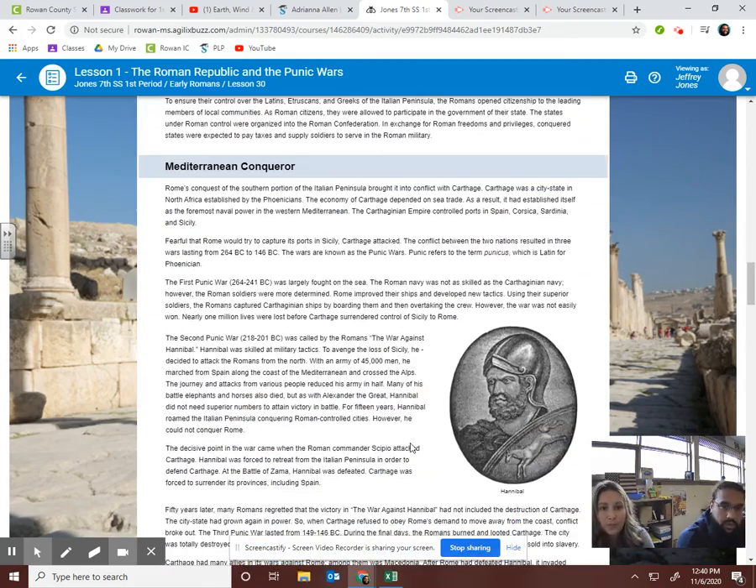Mediterranean conqueror. Rome's conquest of the southern portion of the Italian peninsula brought it into conflict with Carthage. Carthage was a city-state in North Africa established by the Phoenicians. The economy of Carthage depended upon sea trade. As a result, it established itself as the foremost naval power in Western Mediterranean. The Carthaginian Empire controlled ports in Spain, Corsica, Sardinia, and Sicily.